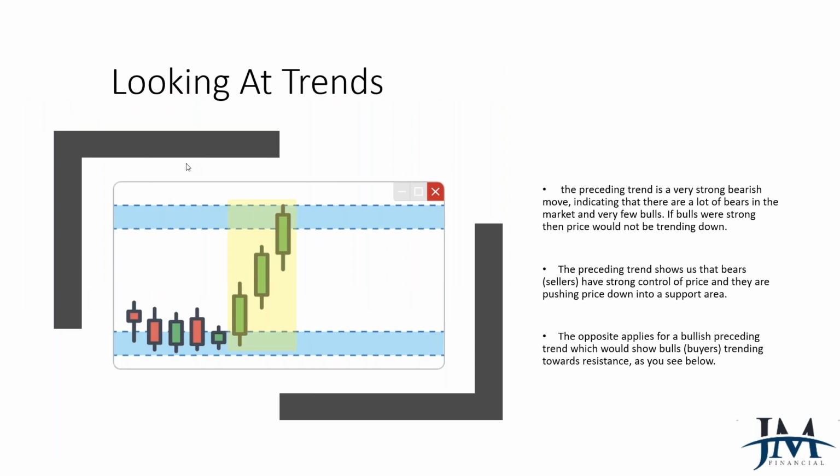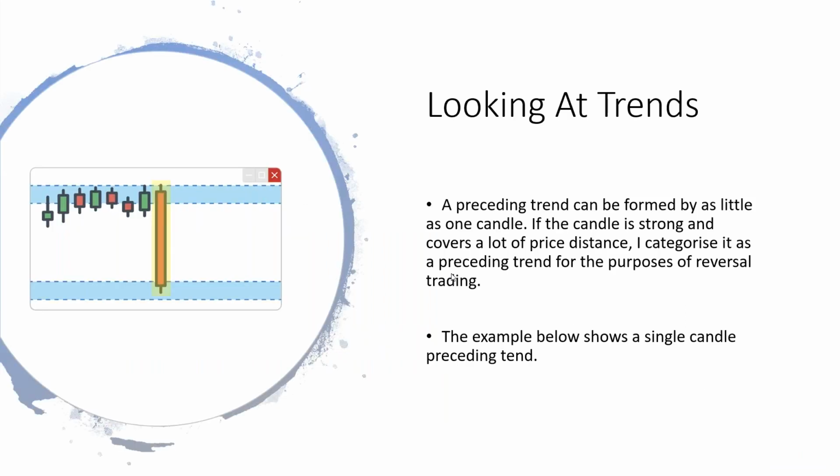So in this case, we have three bullish candles. The preceding trend is a very strong bearish move, indicating there are lots of bears in the market and very few bulls. If bulls were strong, then the price would not be trending down. The preceding trend shows that the bears have strong control of price and they are pushing price down into the support area. The opposite applies for bullish preceding trends, which could show bulls trending towards resistance. Now, in all of these cases, we don't see the preceding trend and we don't see what's on the other side of the wall.